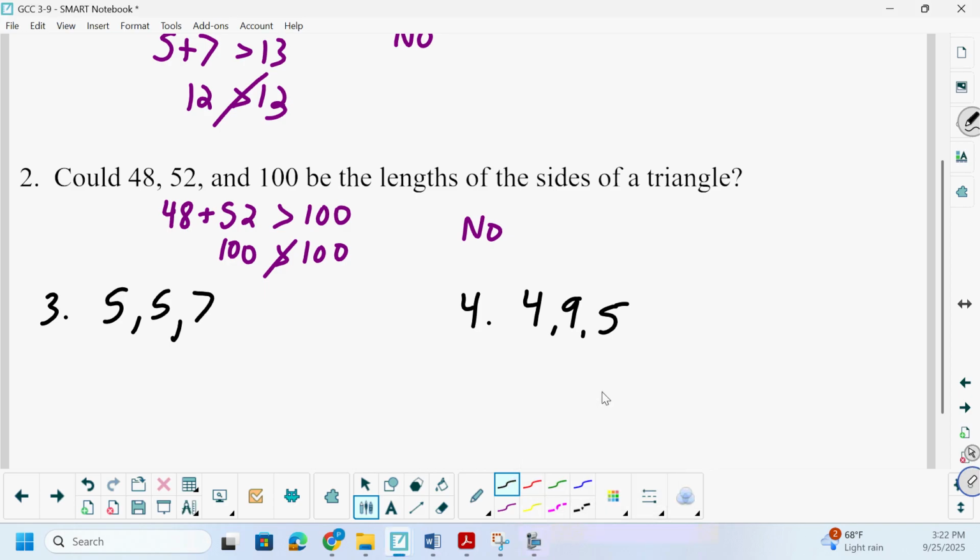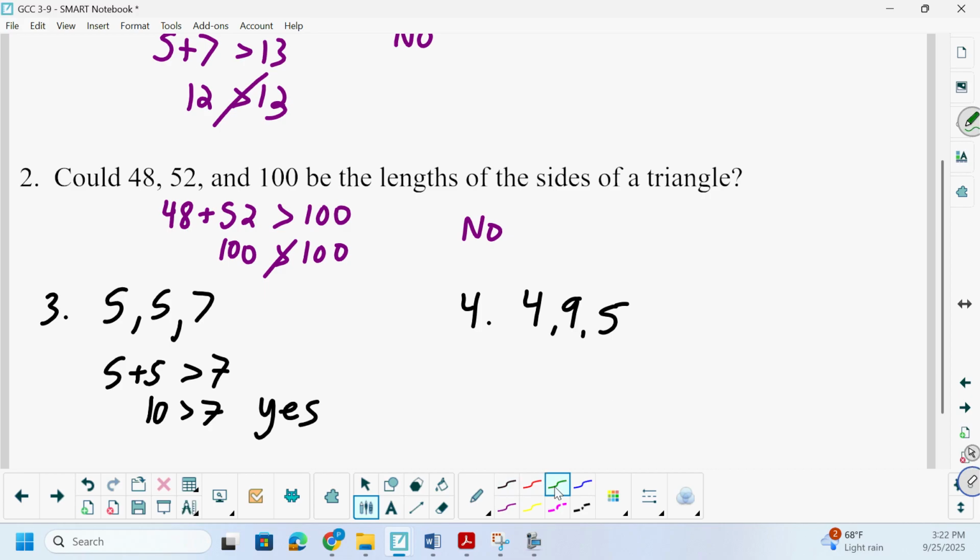So for example 3, notice we have a tie for the small and the medium. That's fine, just add those together. The 5 plus the 5 would need to be greater than 7. That would give us 10, which is greater than 7. So this would be a yes. Now, if you had an equilateral triangle where they were all the same, like say it was 5, 5, and 5, you would just pick any 2 of them to be the small and the medium one.